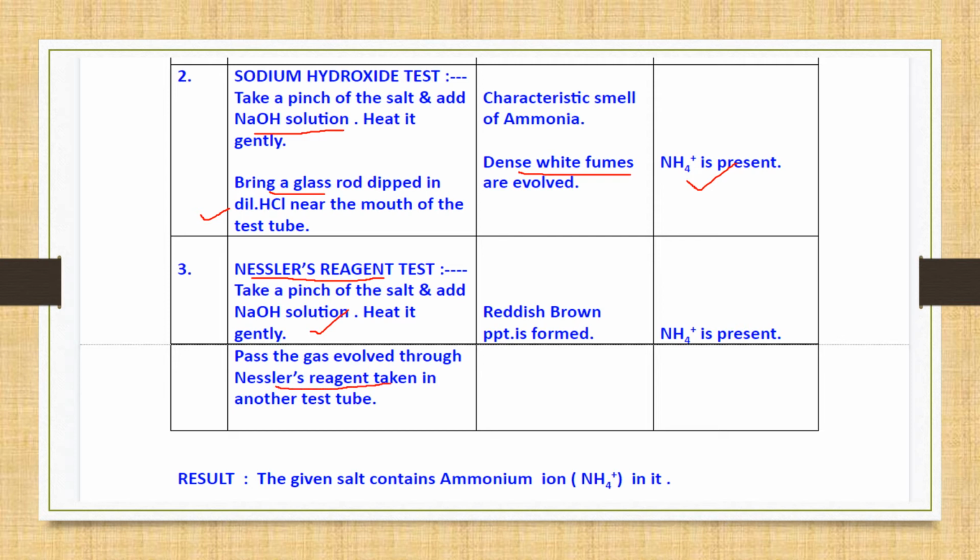This can be done in the W-shaped tube also that we used for carbonate. So you will get a reddish brown precipitate, which will confirm that there is NH4 plus. So these two are the tests that you have to carry out. And then the result: the given salt contains ammonium ion in it.